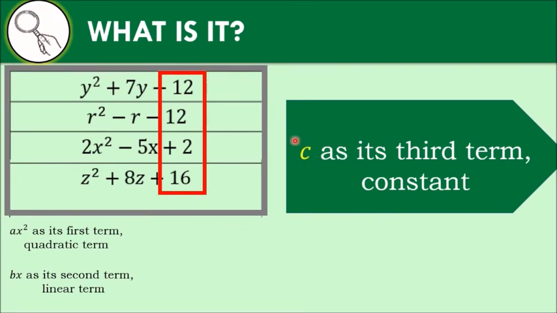So here, we are going to have c. What does it mean when we have c? It's our third term, and c represents the constant number, or the constant of our expression. So in this expression, look at this. This will be our value for c. That's negative 12. Here, it's still the same, negative 12. In the third example, our constant is positive 2. And in the final example, our letter c, or constant, is positive 16.